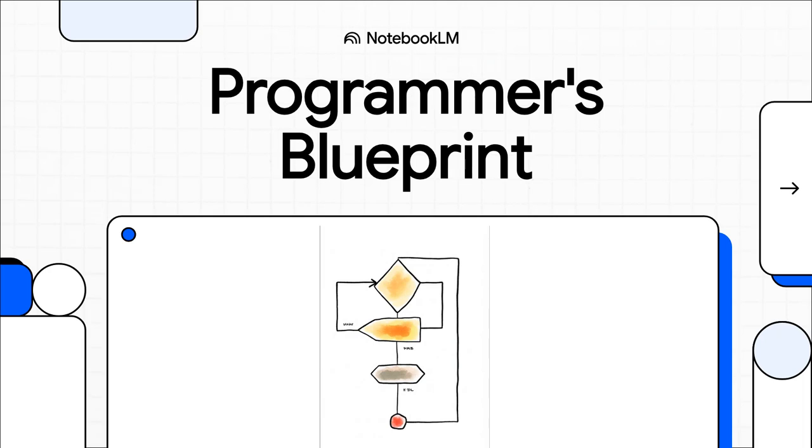Hey everyone! So, before a programmer even thinks about writing code, they need a plan, a blueprint. And today, we're going to break down the two most important tools they use to build it: algorithms and flowcharts.